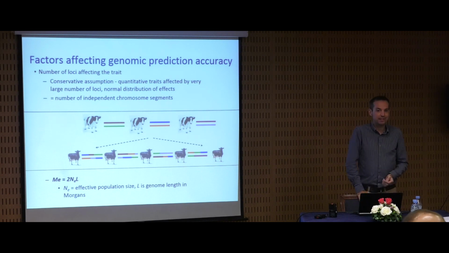So what's the genome size in wheat again? 17. Sorry? 17. Okay. 17. 16, yeah. 17. Yep, that was the number I had in my head. Yep.